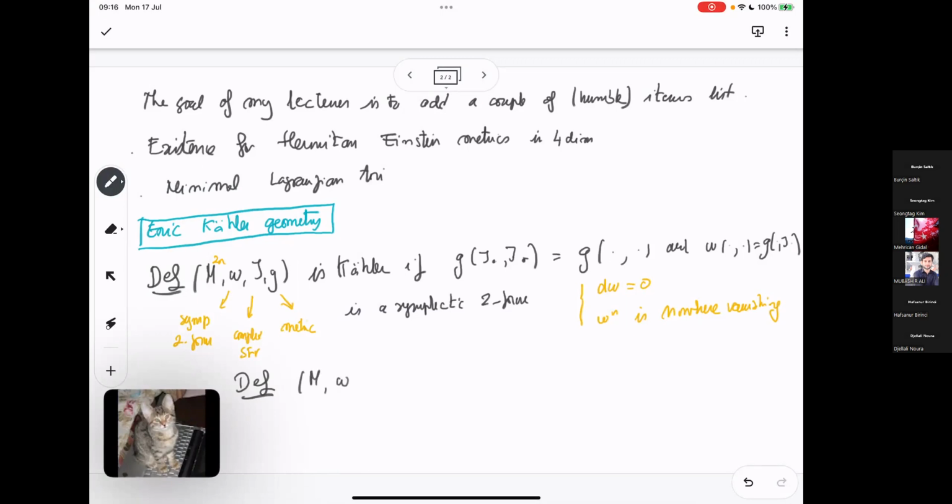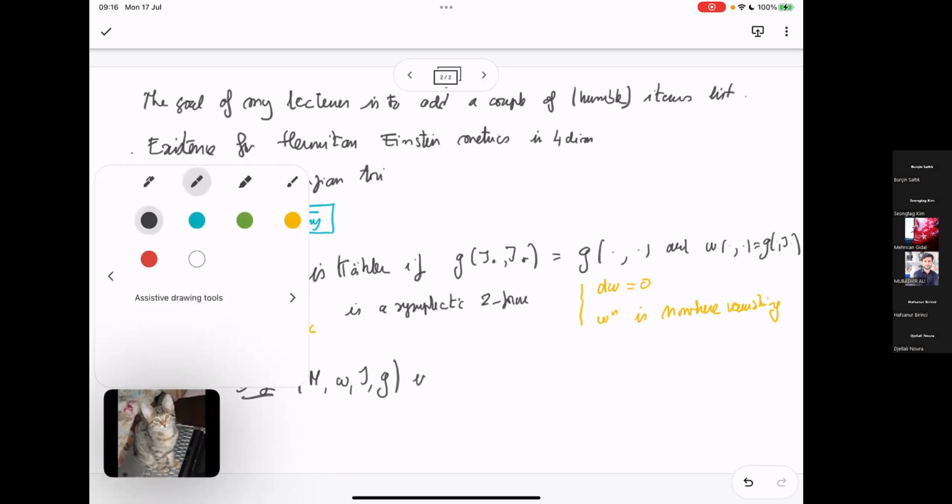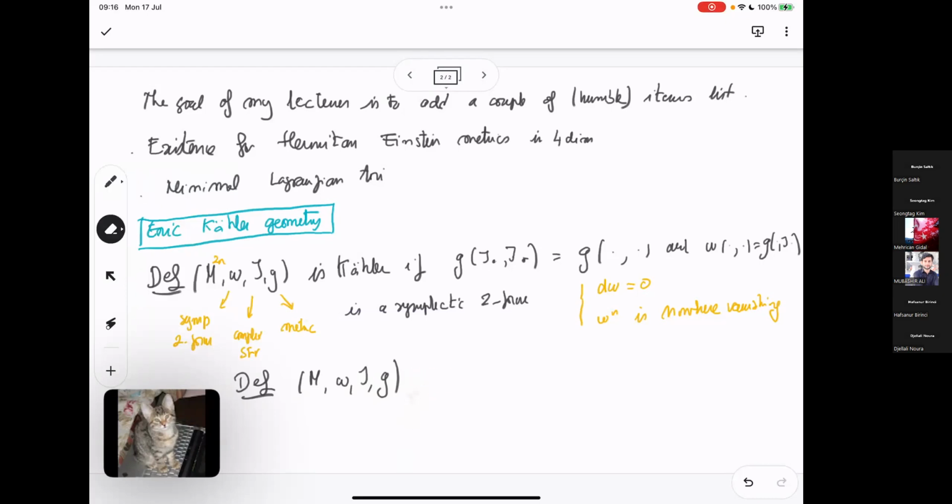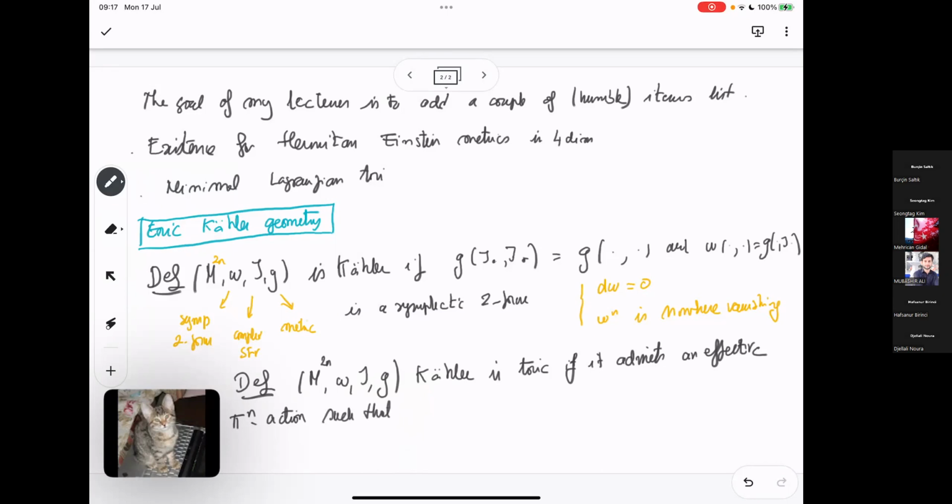for me, a toric manifold is Kähler in the following sense. Suppose you have a Kähler manifold. Then we say it's toric if it admits an effective Tn action. And so it's crucial that the dimension of the torus that's acting is half the dimension of the manifold, such that we want the action to be compatible with the Kähler structure.